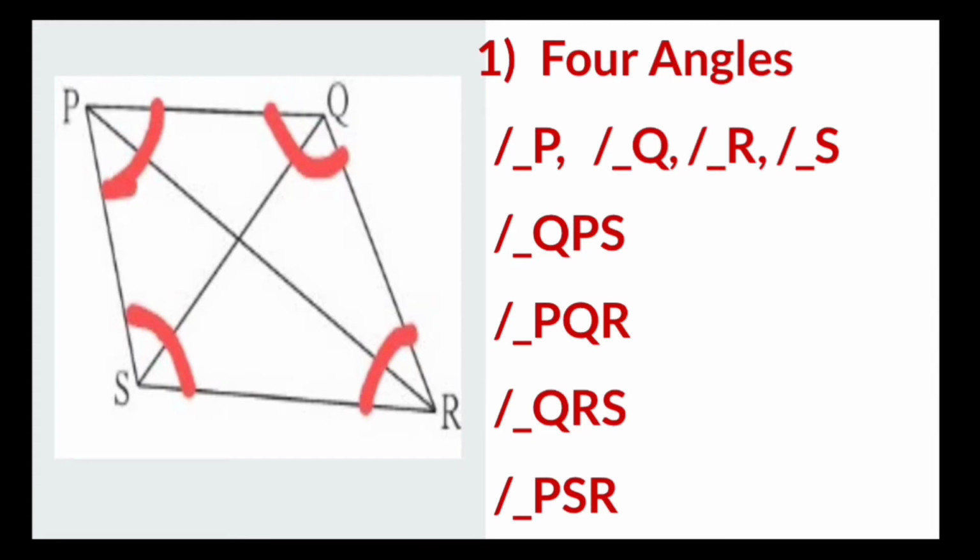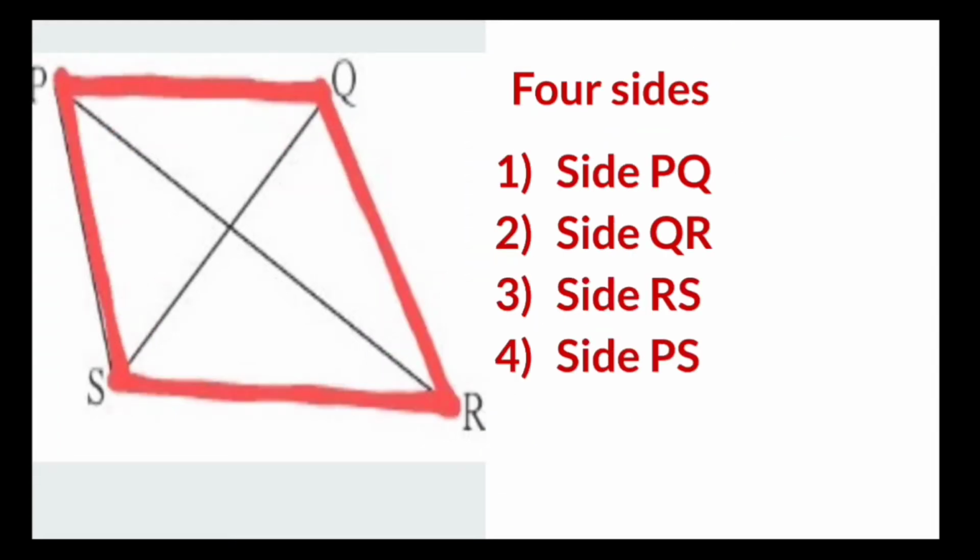Now let us see the 4 sides. As you all can see, 4 sides are also shown by using red marker. So which are the 4 sides in this quadrilateral? Side PQ. Either you can write side PQ or side QP, one and the same thing. Side QR, or you can write side RQ. Side RS, or you can write side SR. Side PS, or you can write side SP. So these are the 4 sides.